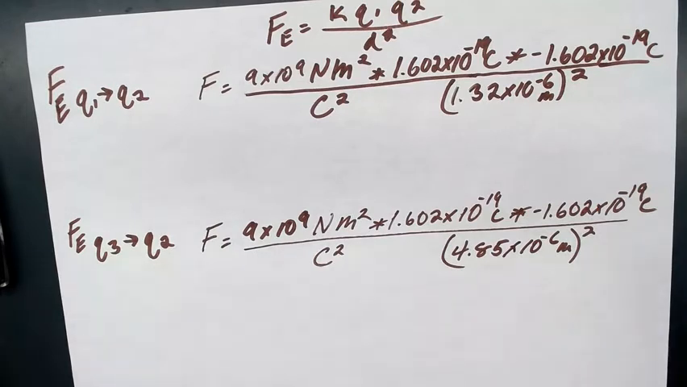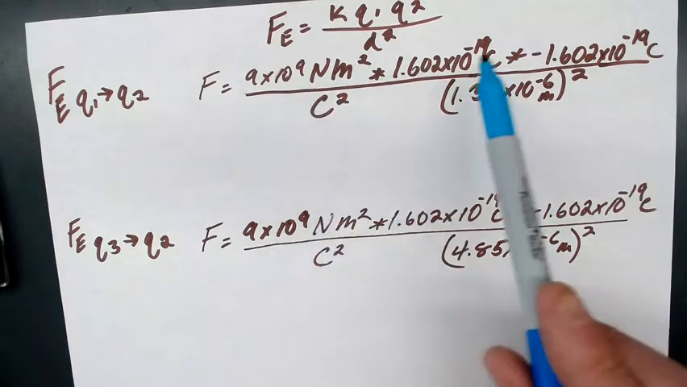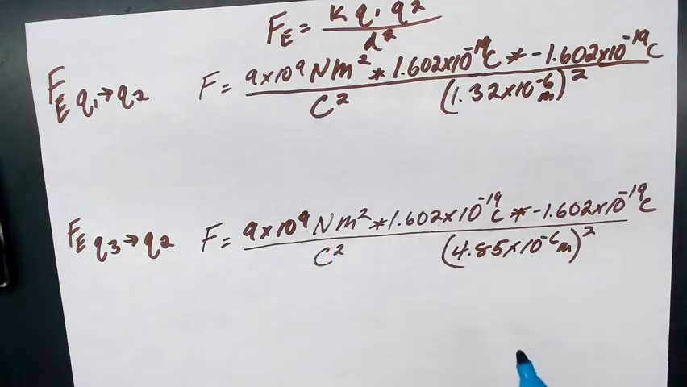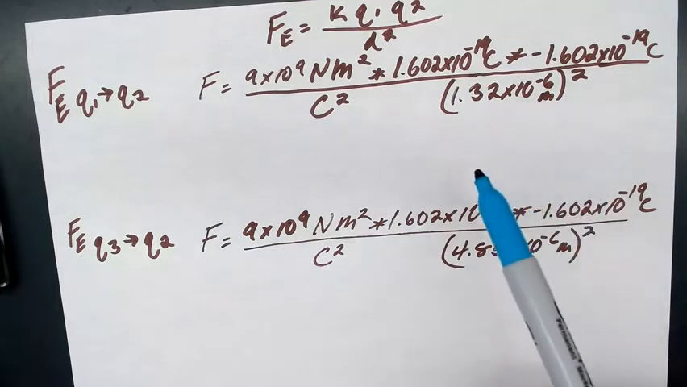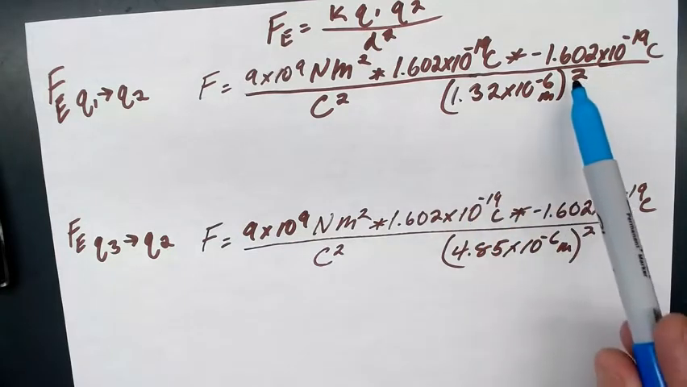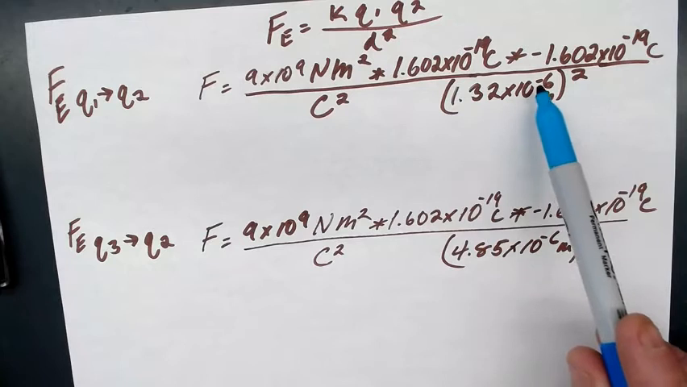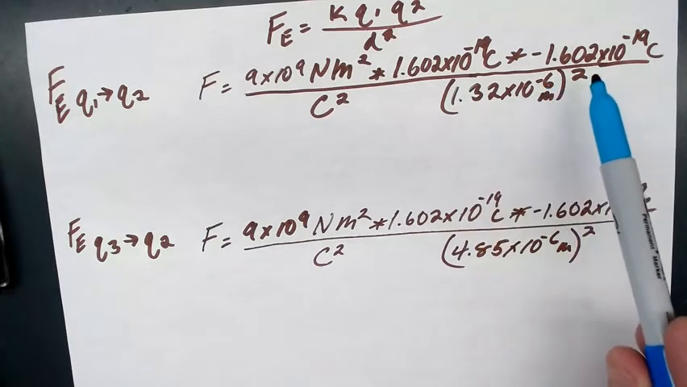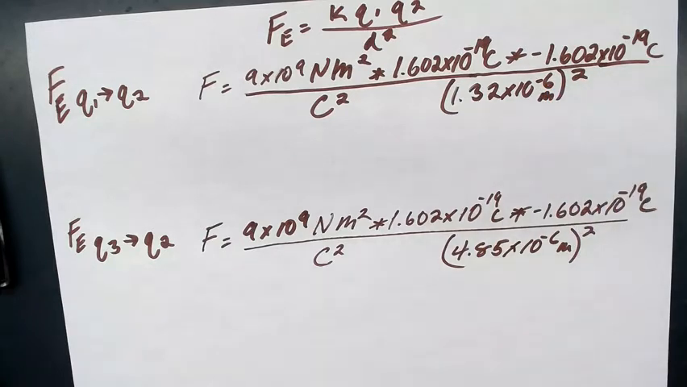So the top number, the numerator, will be the same for both of these. Why? You have a positive, positive, negative, positive, positive, negative. The bottom number is the one that's going to get a lot of people if you don't do it correctly. It's 1.32 times 10 to the negative 6, but you have to square that, and if you don't square it, your number is going to be a little bit too big.